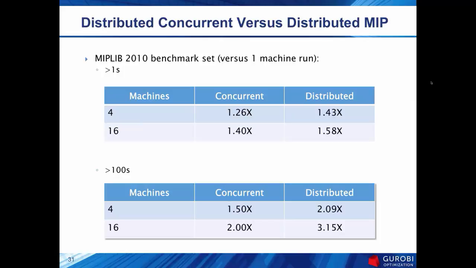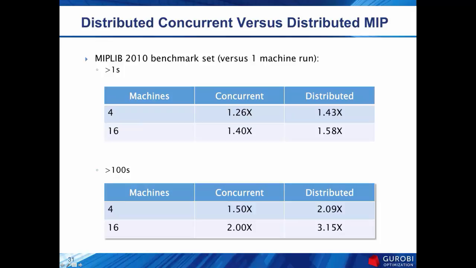With distributed, it's quite a bit faster than concurrent. Distributed is 1.43 times faster on 4 machines and 1.58 on 16 machines. And on the harder models, the lower half of this slide, these are the models that are 100 seconds or greater. Distributed concurrent is 1.5x faster on 4, or 0 times faster on 16 machines, but distributed MIP is 2.09 times faster or 3.15 times faster.